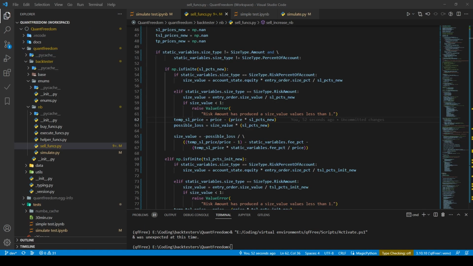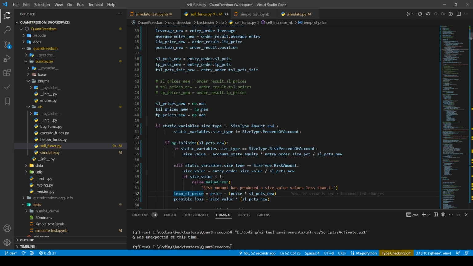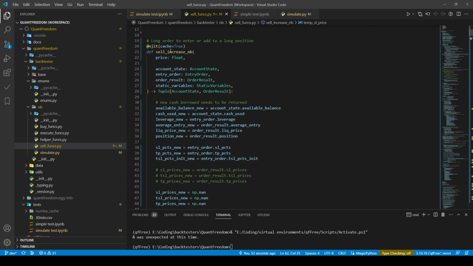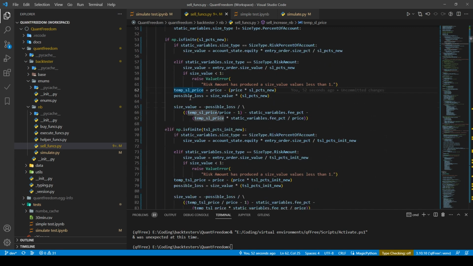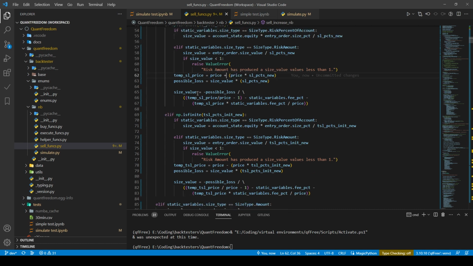Moving on. All right, so right now I'm working on the stop loss part. And so now, this is the sell. Here I have to painstakingly go through and figure out where I need to add pluses and minuses. So like this, if I'm doing a temporary stop loss, it needs to be price plus this, and then the possible loss, and then the size value.